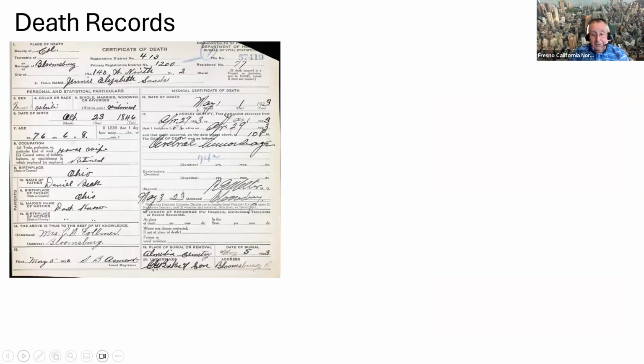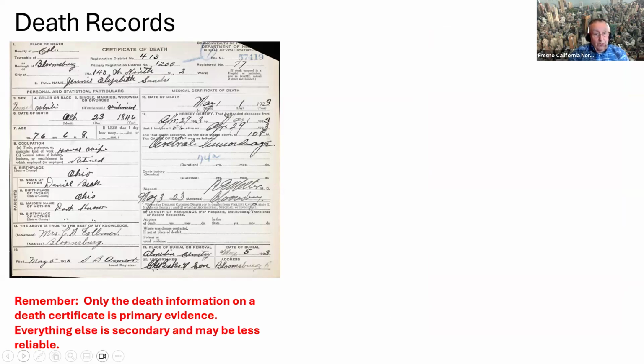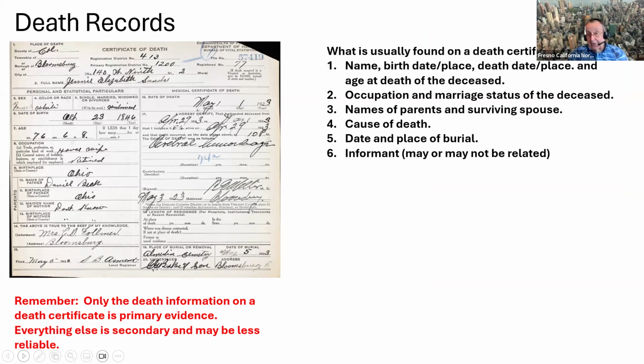Okay, death records. Always remember the only primary information on the death record is, of course, the death date and the name of the person that died and where. Everything else on that record is going to be secondary information. You're usually going to find the name, possibly the birth date and place, the death date and place for sure, the age at death maybe, the occupation of the person possibly, their marriage status, names of their parents maybe, and surviving spouse.